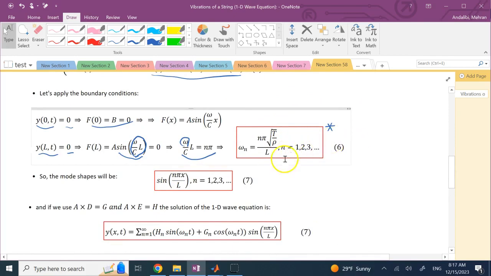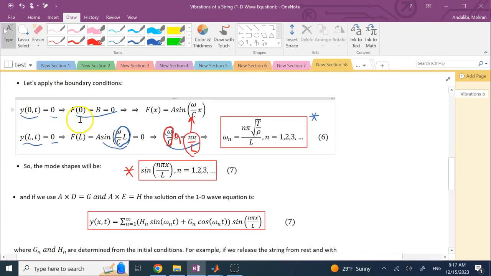And then what is the mode shape associated with each frequency? Well, remember the mode shape is this function here, sine of omega over c times x. And here I'm going to replace omega over c. From this formula, if you divide both sides by L, omega over c is n pi over L. So I replace that n pi over L up here. It's going to be sine of n pi x over L. So the mode shapes are sine of n pi x over L, where again n goes from 1 to infinity.